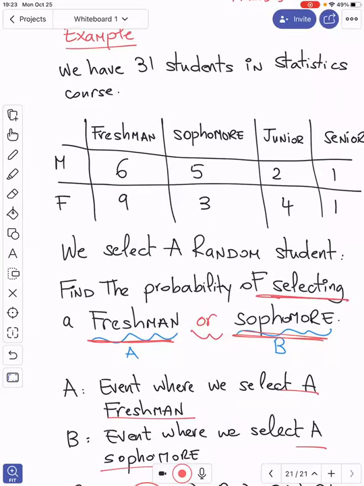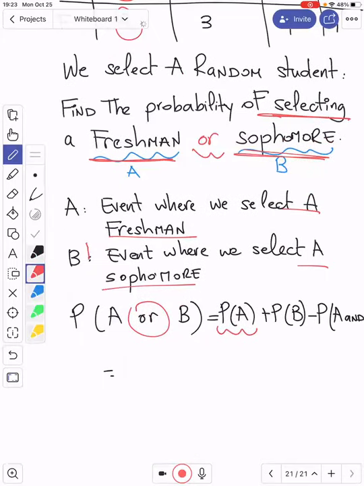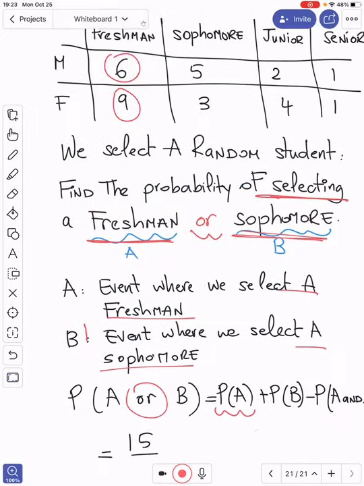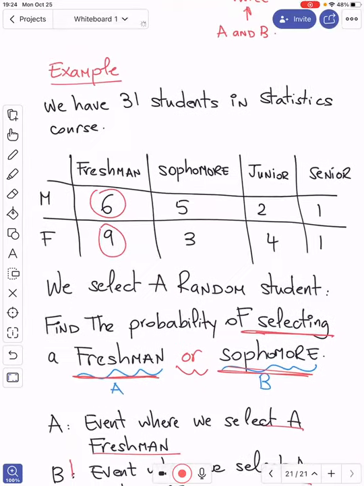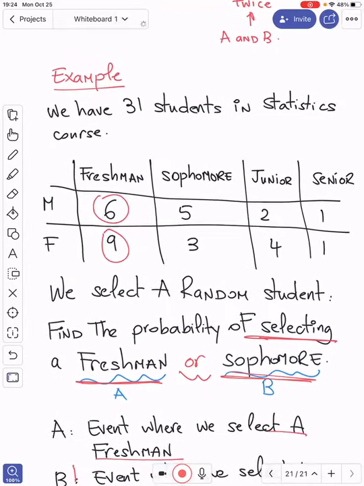Because we have six male freshmen and 9 female freshmen. So in total, we have 15 freshmen. 6 male and 9 female. So that's 15, the frequency of our event. That's the number of freshmen in the class. So that will be 15 over the size of the sample. We are interested in selecting a student. So how many students are there? 31, absolutely, thank you.